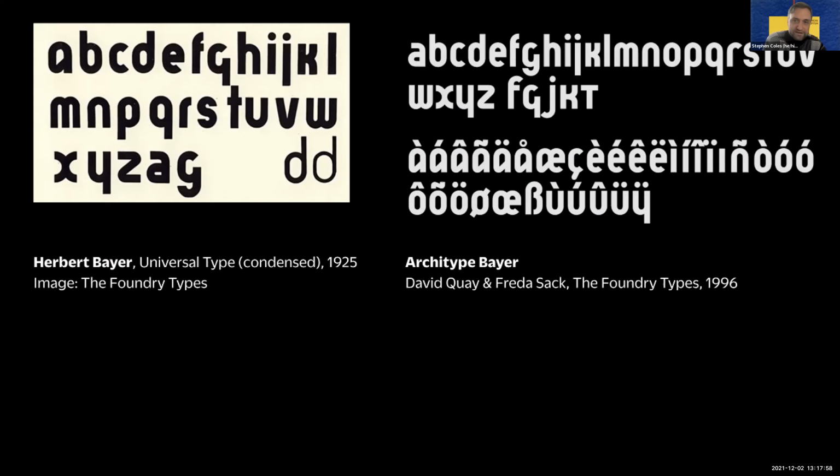He also had a more condensed design that the Foundry Types revived, David Quay and Freda Sack in the UK in 1996. Part of their Archetype series, which included lots of Bauhaus masters and other modernist designers. Their typefaces, or their experiments, translated into fonts.